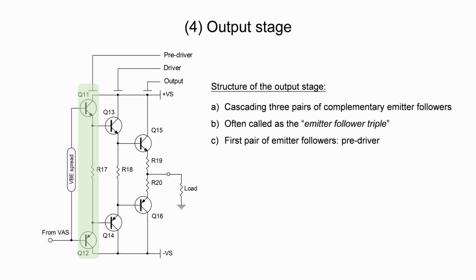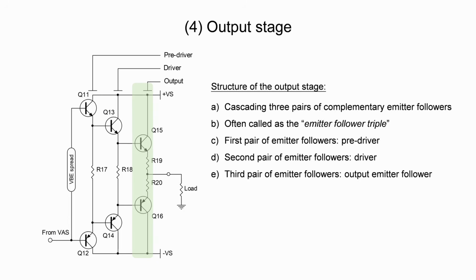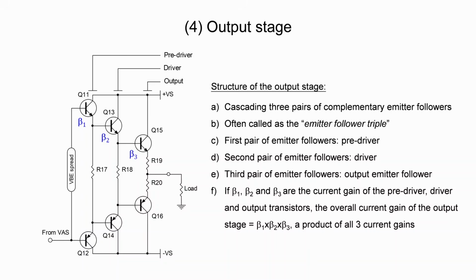The first pair of emitter followers is called pre-driver. The second pair of emitter followers is called driver. The third pair of emitter followers is just called output emitter follower. We know an emitter follower has a voltage gain close to, but less than unity. Therefore, the overall voltage gain is also close to, but less than unity.